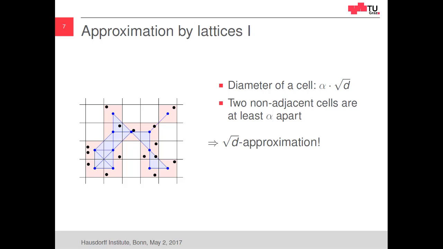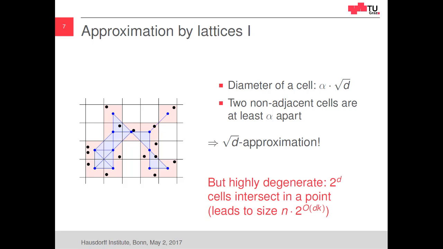The disadvantage of this construction is that you have a highly degenerate setup because every vertex of the grid is adjacent to 2 to the d pixels, and if they're all full, then you have to take all k subsets of these 2 to the d many sets. And then you end up with roughly the same size as what in Xi's bound was given. So we made things only worse. We have a worse approximation and the same size.